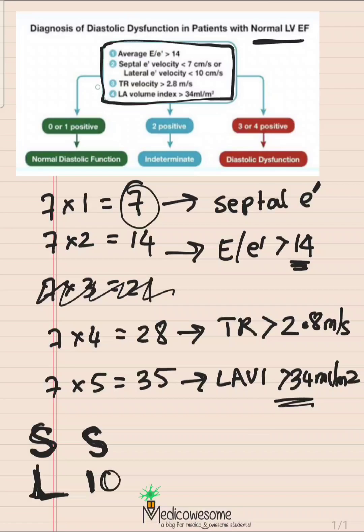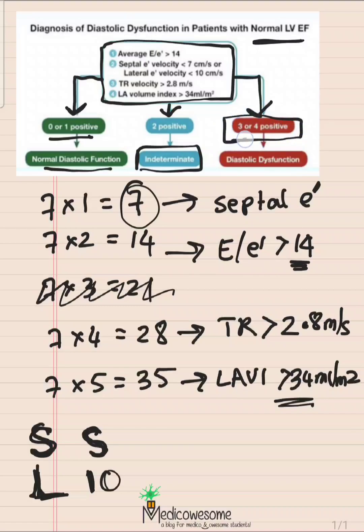So anyway, in patients who have just one criterion positive out of these, they have normal diastolic function. If there's two, so it's 50%, so it's indeterminate. And then if they have three or four positive out of these, then they have diastolic dysfunction.